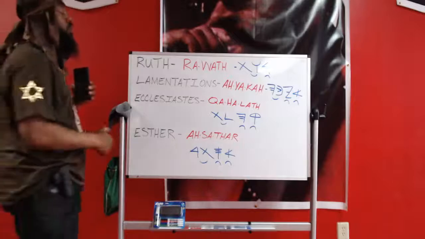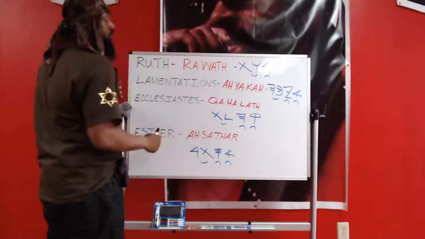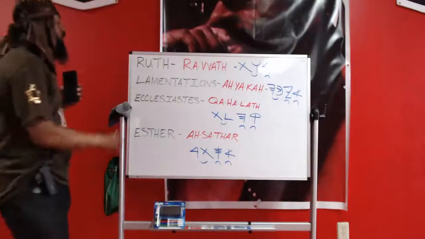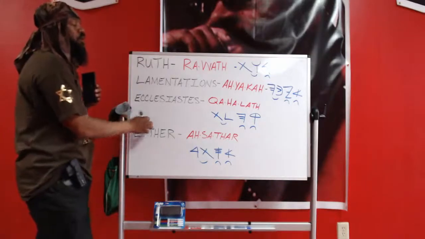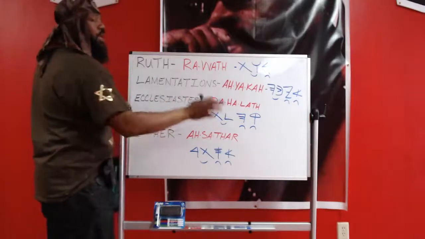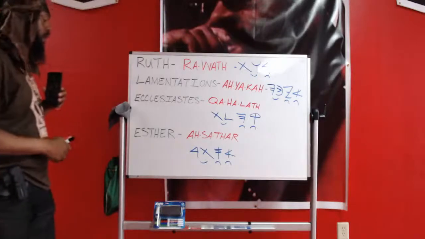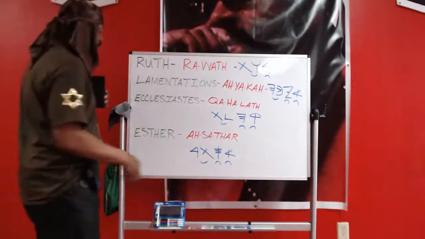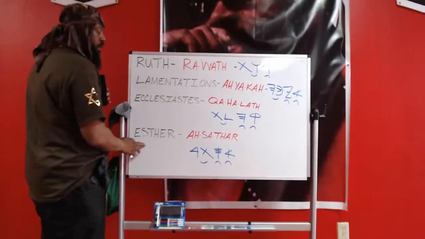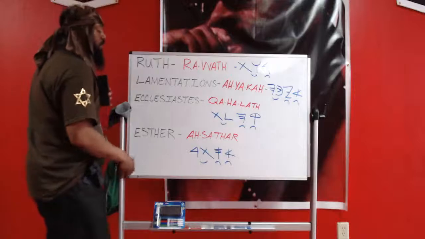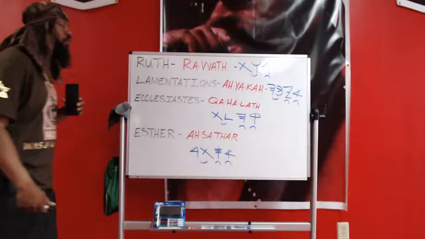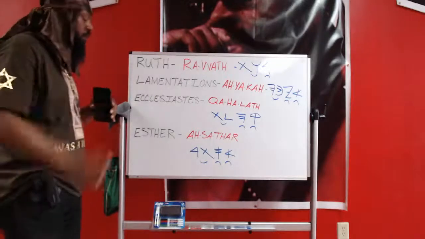To pronounce this in the Hebrew is going to be I.S.U.K. Right? Next, Ecclesiastes. Quahala. Right? Next we have Esther. Esther in the Hebrew is going to be pronounced Asathar. Okay? We'll leave this up for the folks.